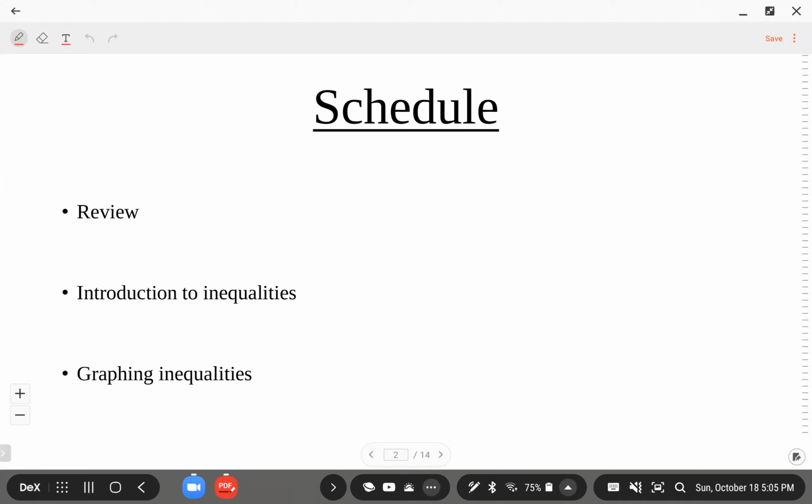First, we're going to review how to solve basic algebra linear equations. This sounds easy, but in our last class, some students had some trouble solving and using inverse operations and that kind of stuff. So it'll be a brief review. And then I'm going to introduce inequalities for those who don't know. And then we're going to be graphing some inequalities. We're going to graph both single variable inequalities and two variable inequalities.